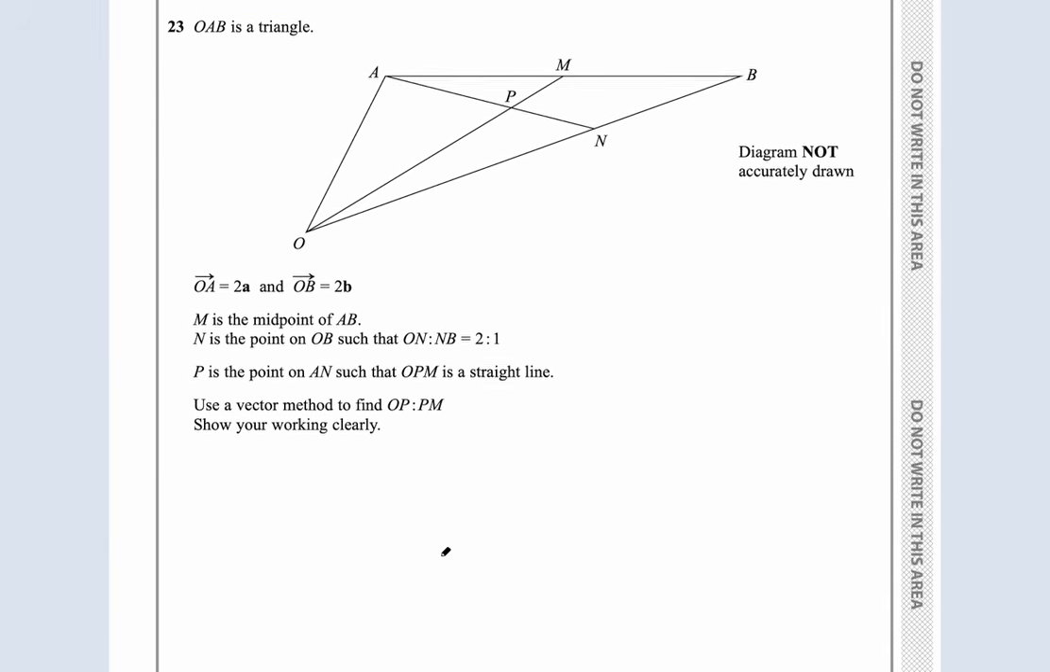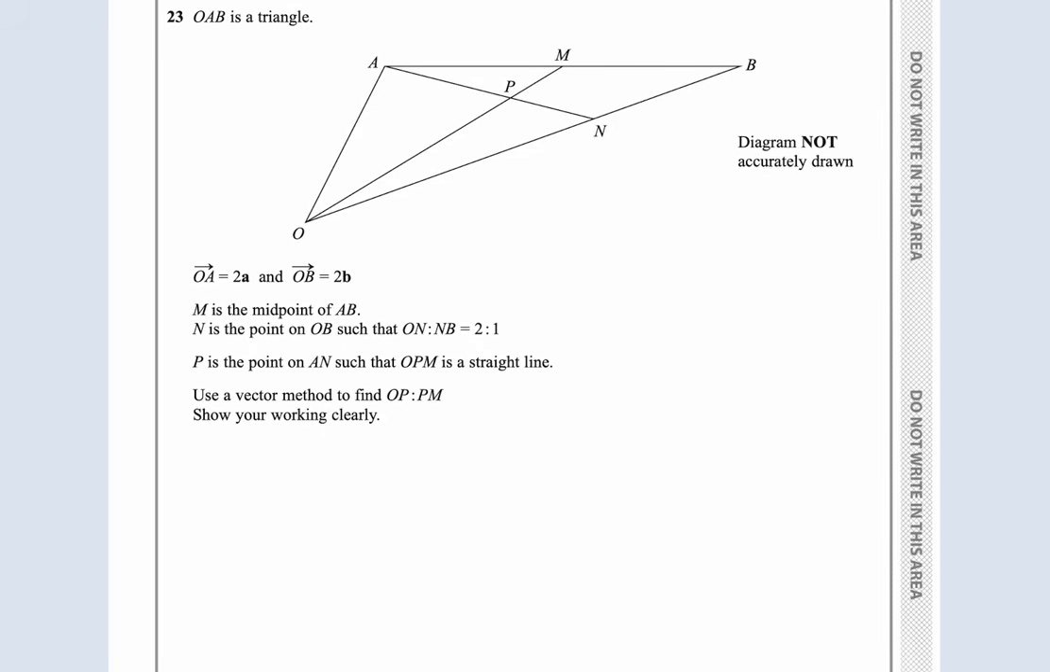Okay, question 23. OAB is a triangle. So we have a triangle. OA is 2a, so let's just put that in straight away. OA is 2a and OB is 2b. So from here to here is 2b. M is the midpoint of AB, and N is the point on OB such that ON to NB is 2 to 1.